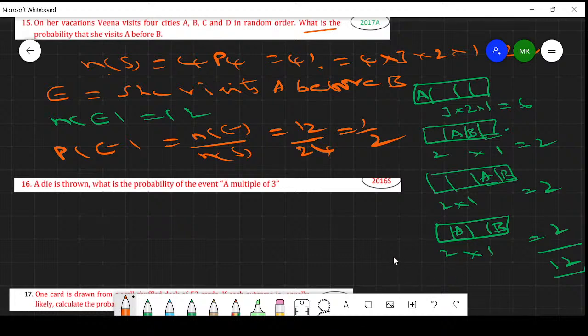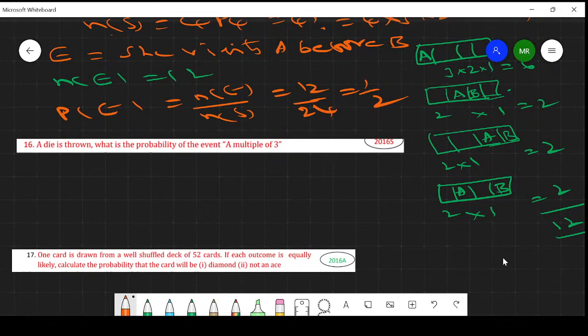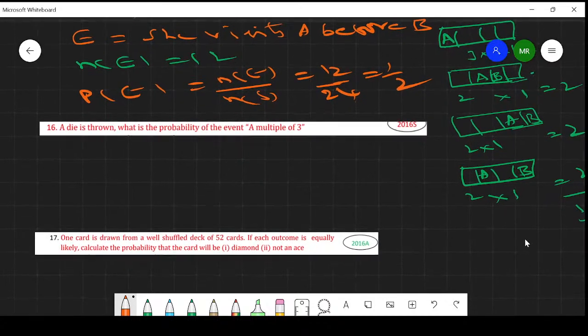You can do that because you are facing this. If you do not remember the process, try to remember the number. Then easily you can do that. No issue, you can do that. Total you got this one total. Favorable events is 12 we got. Then 12 by 24 is 1 by 2.